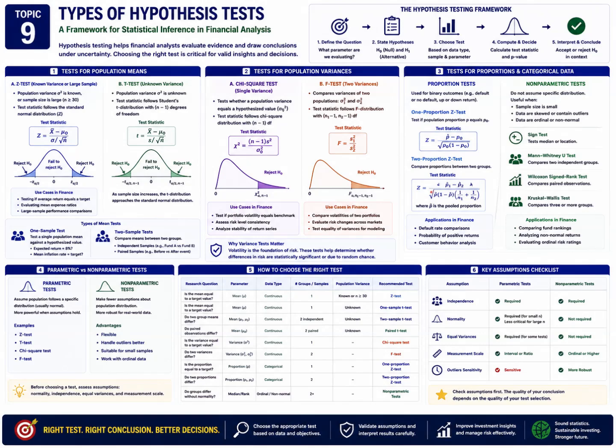The key concepts from the topic provide a practical framework for selecting and applying statistical tests in finance. Different hypothesis tests address different analytical questions involving means, variances, proportions, and distributions. The topic reinforces that accurate statistical inference depends on choosing methods consistent with sample characteristics and underlying assumptions.